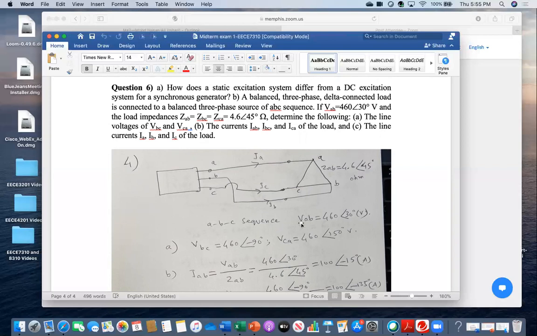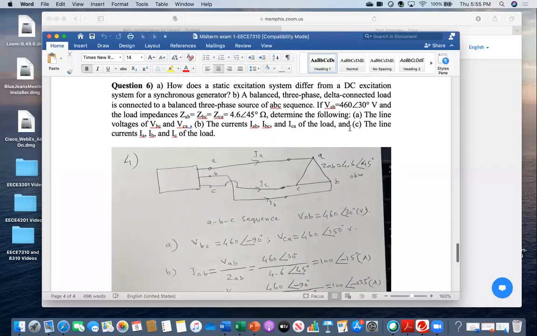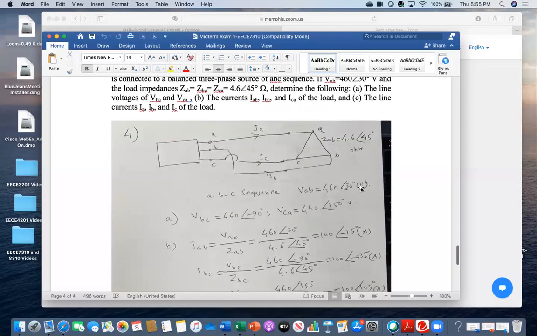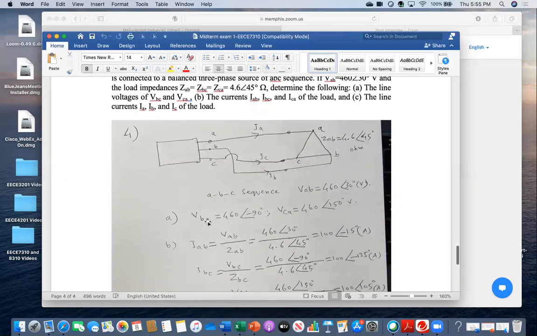Now find out those line voltages. You see this given: VAB is 460 angle 30 degrees. Because the phase sequence is ABC, as clearly mentioned, your VBC should be, from here, you have to subtract 120. That's why I got minus 90. And then from here, again you subtract another 120, that will be minus 210, and anticlockwise, it is plus 150.